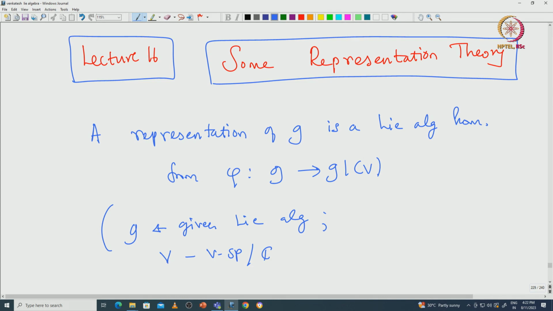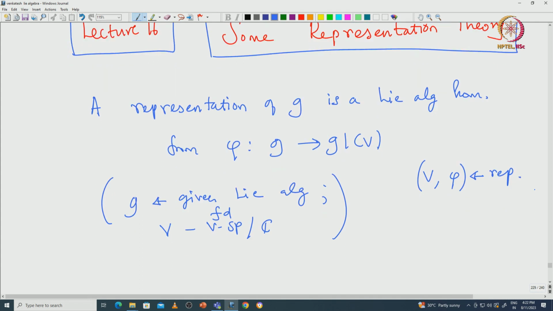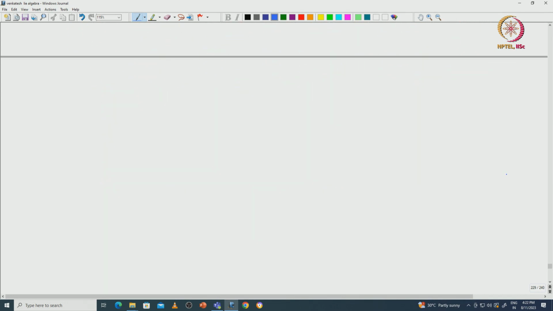Again in this lecture we will only talk about finite dimensional representations. Basically you can say that a representation is a tuple (V, phi), if you want to emphasize both V and the action of G on V. So, this you can also call a representation. Here are some important things I want to emphasize. What is a representation?